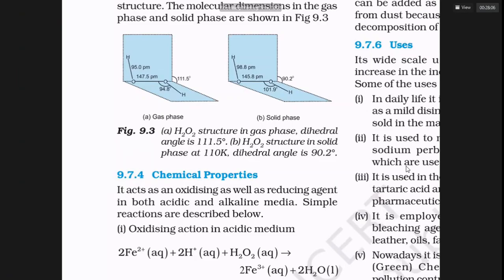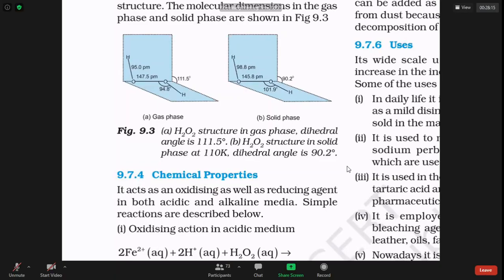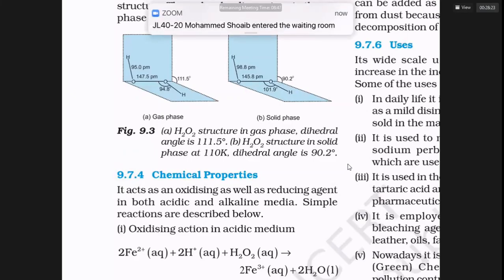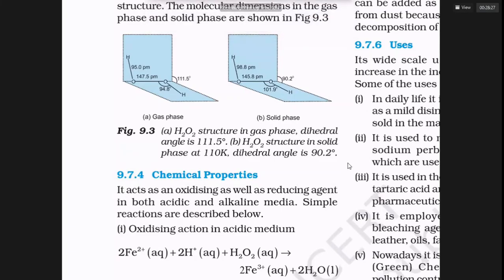The angle between the two planes of the book, which is called the dihedral angle, is 111.5 in gas phase, which drops to 90.2. Similarly, the OOH bond angle is 94.8 in gas phase, which is elongated to 101.9. So students should remember these bond parameters without fail.